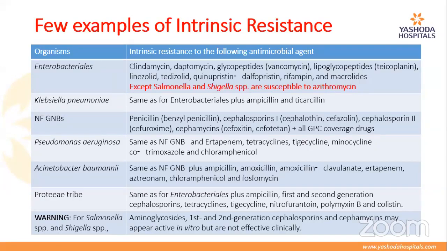Proteae tribe means Proteus, Providencia, and Morganella. They are in the Enterobacterales group. So they are also resistant to all the drugs which are common for Enterobacterales, plus ampicillin, first and second generation cephalosporins, tetracycline, tigecycline, nitrofurantoin, and polymyxin.